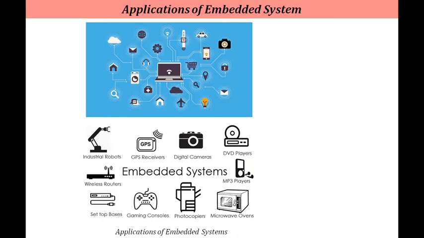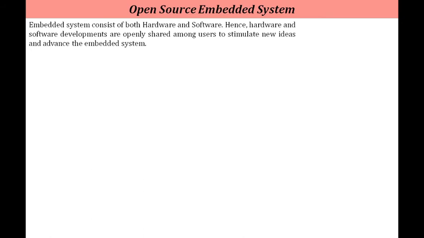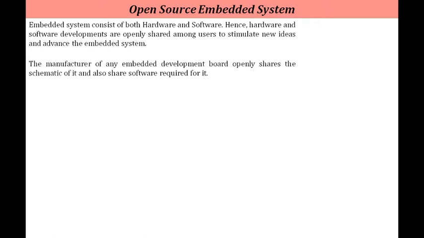Now let's discuss what is an open source embedded system. Embedded systems consist of hardware and software, which we already discussed. Therefore the hardware and the software developments are openly shared among all the users. Why? It is beneficial to stimulate new ideas and advance the embedded system. Now, who is the manufacturer of an embedded system? Whoever it may be, the manufacturer of any embedded development board openly shares the code, openly shares its hardware requirements with all the consumers, all the customers, and shares the software requirements also.